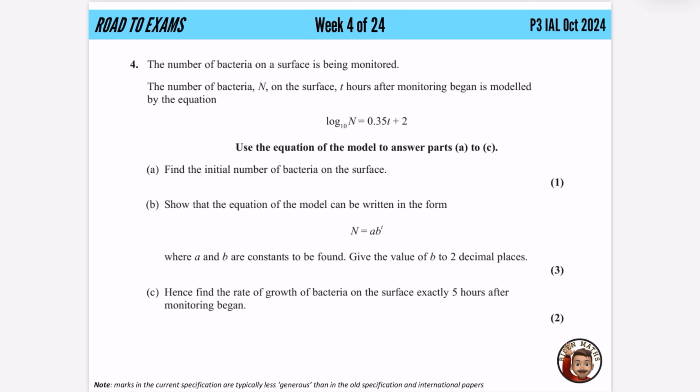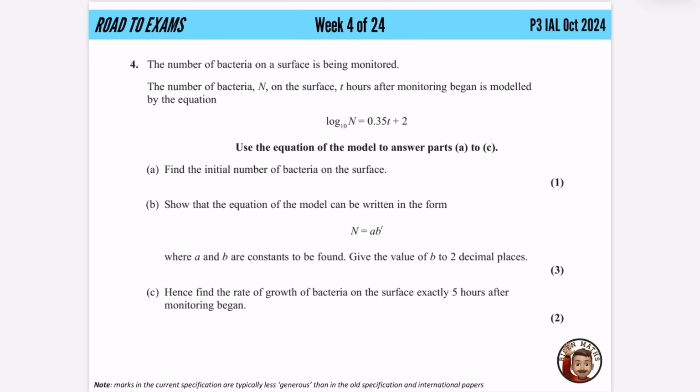It says the number of bacteria on a surface is being monitored. The number of bacteria n on the surface t hours after monitoring began is modeled by the equation log n equals 0.35t plus 2. Use the equation of the model to answer parts A and C.